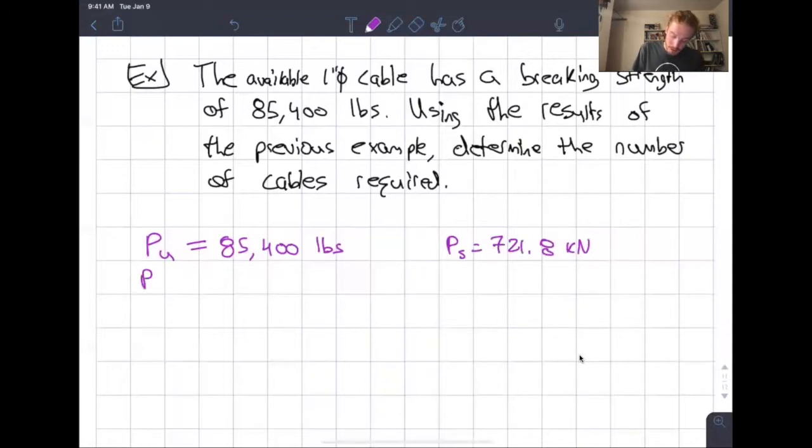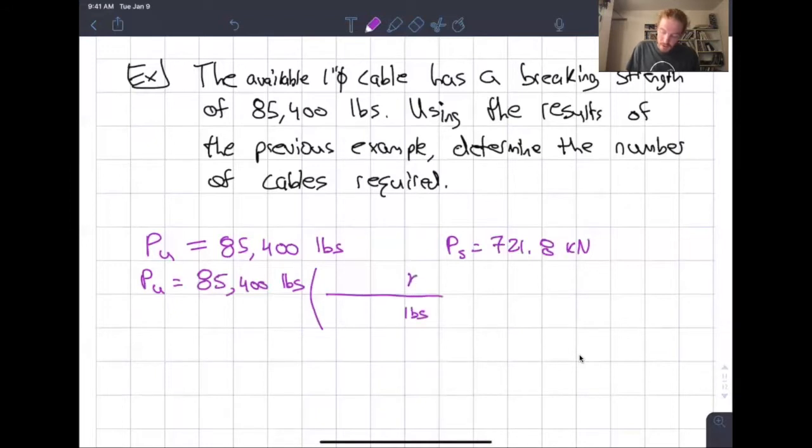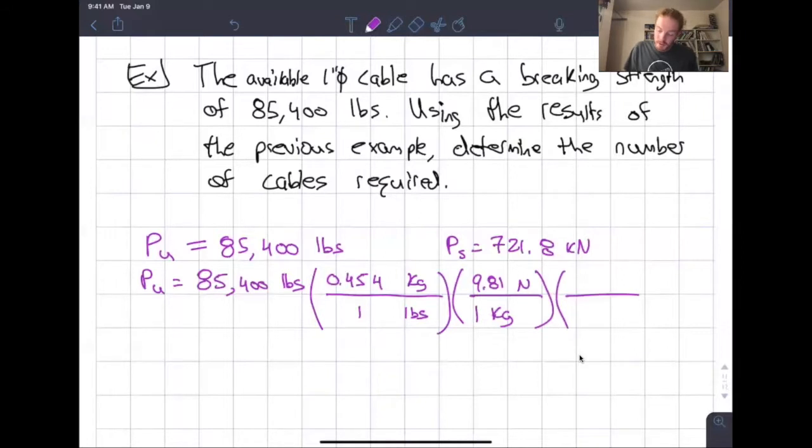So to do that, we need to do some dimensional analysis, and we need to go from pounds through kilograms into newtons. So first let's convert from pounds to kilograms. We know that 1 pound is 0.454 kilograms. And then we know that 1 kilogram is equal to 9.81 newtons. And now from newtons to kilonewtons, 1,000 newtons is 1 kilonewton.